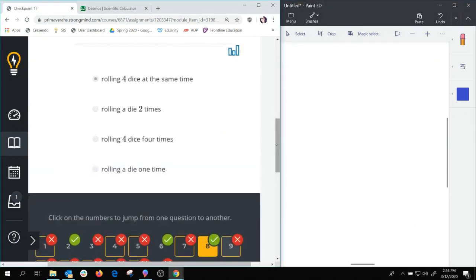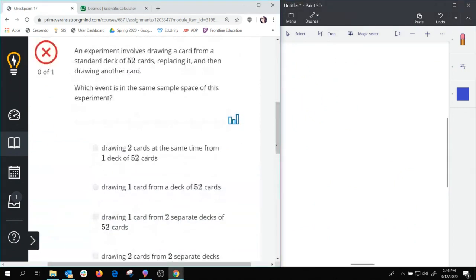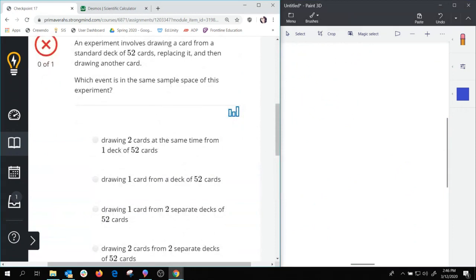All right, next one, number 9. This question says that an experiment involves drawing a card from a standard deck, replacing it, and then drawing another card. Which event is in the sample space of this experiment? Okay, so visualize kind of what's happening here.